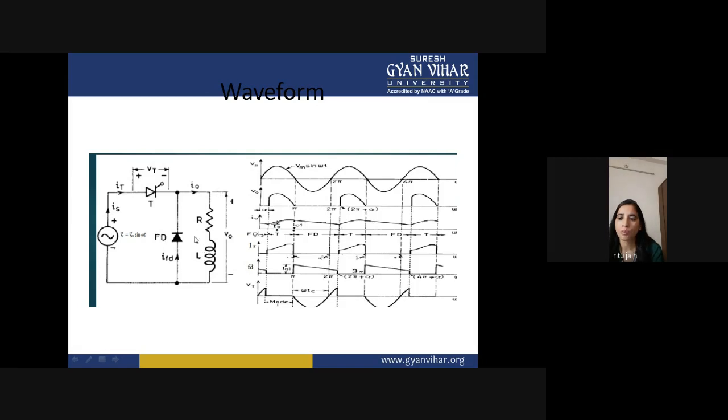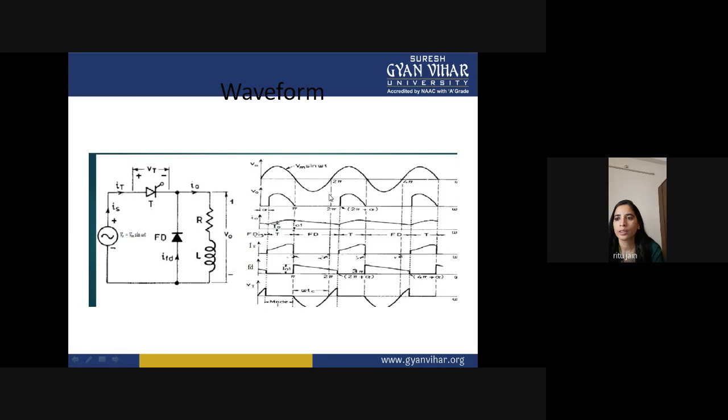The inductor behaves like a source, and negative voltage appears here, so this diode becomes forward biased and the current starts to flow through this circuit: the freewheeling diode, the resistance and the inductance. So you can see that in the negative half cycle, you are getting the output current.